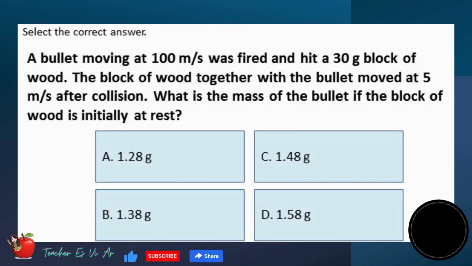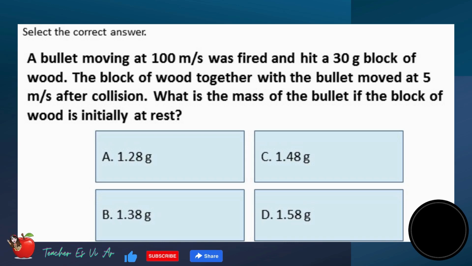Number 5. A bullet moving at 100 meters per second was fired and hit a 30 grams block of wood. The block of wood together with the bullet moved at 5 meters per second after collision. What is the mass of the bullet if the block of wood is initially at rest?